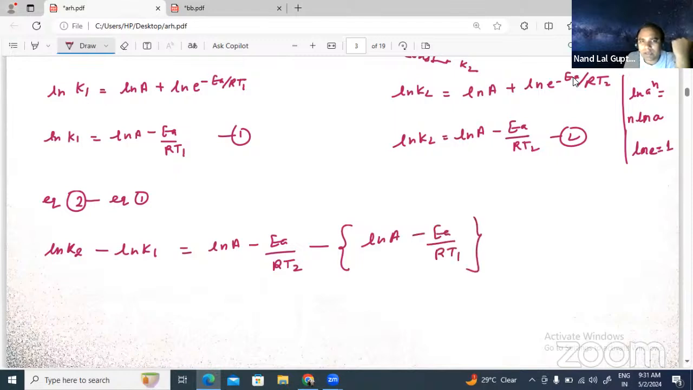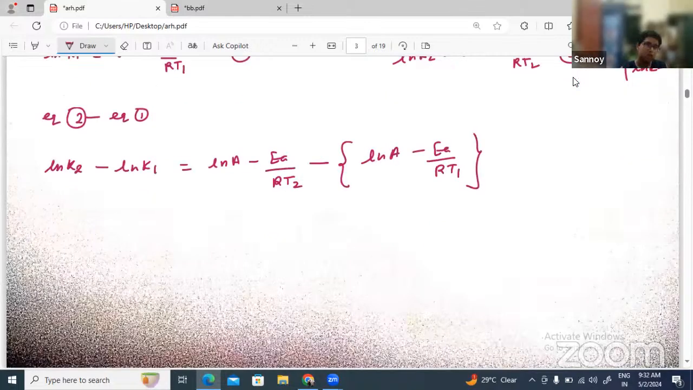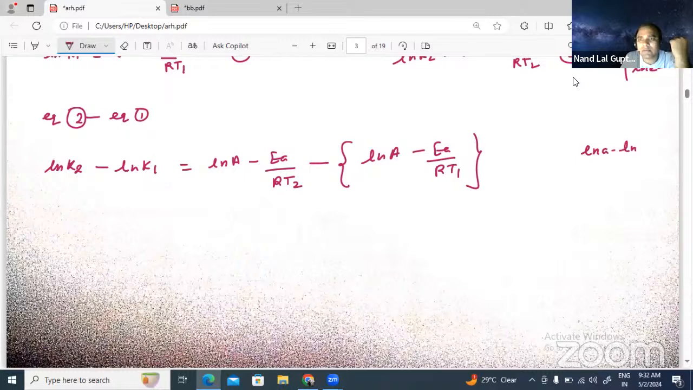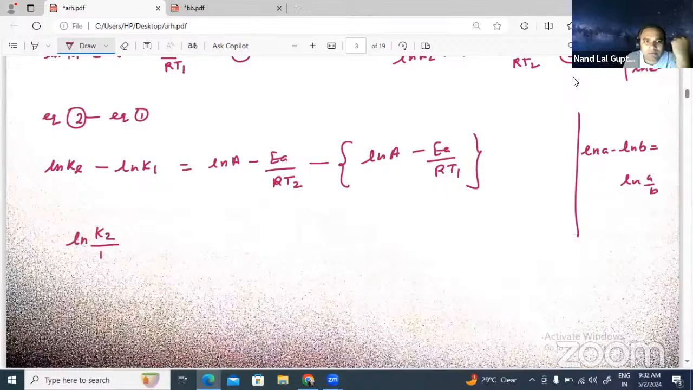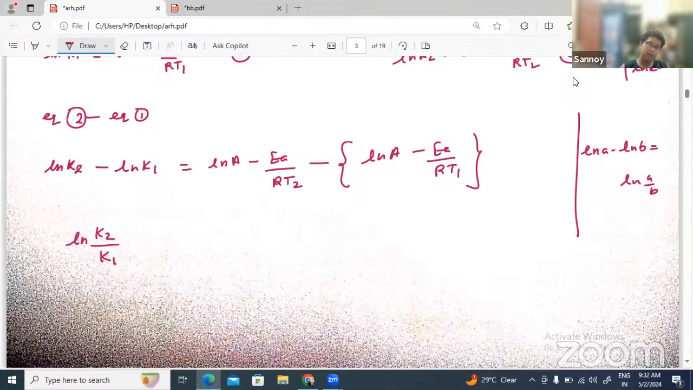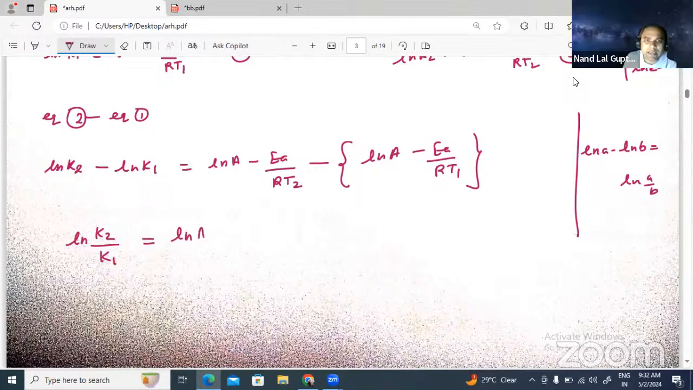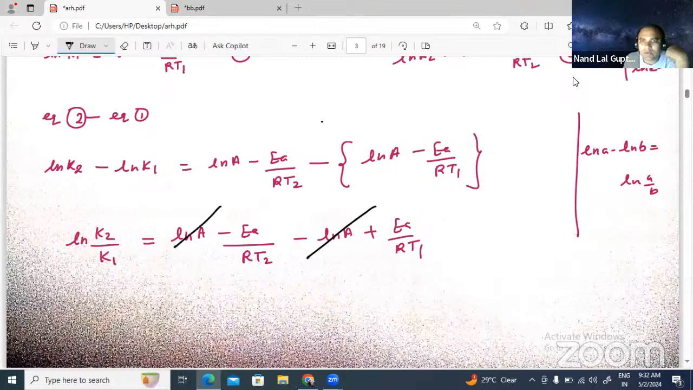Now, ln A minus ln B, what is the formula? ln A by B. Yes or no? ln A by B is ln A minus ln B. Thank you. So we can write ln K2 by K1. Yes, sir. So here it is ln A minus EA upon RT2, minus ln A plus EA upon RT1. Now minus ln A and plus ln A will cancel out.